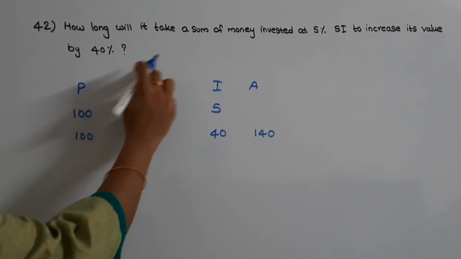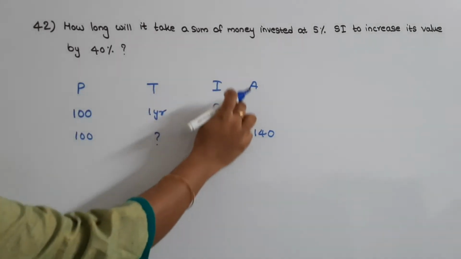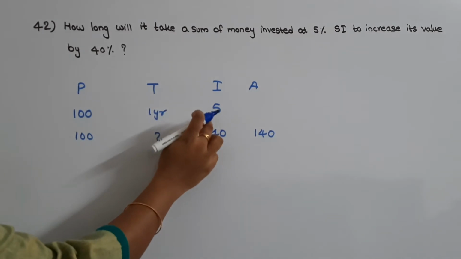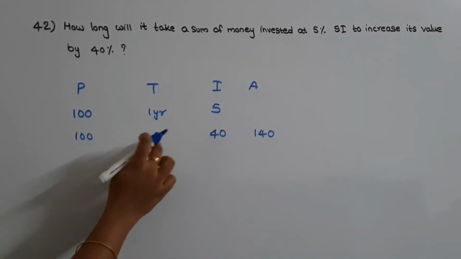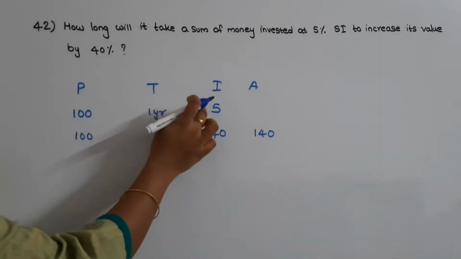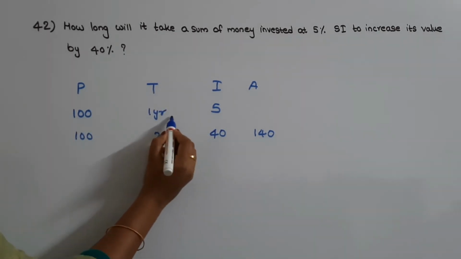Now let us see the relationship between time period and interest. When the interest is 5, time taken is 1 year. So when the interest is 40, what will be the time period? Interest and time period are directly proportional to each other.